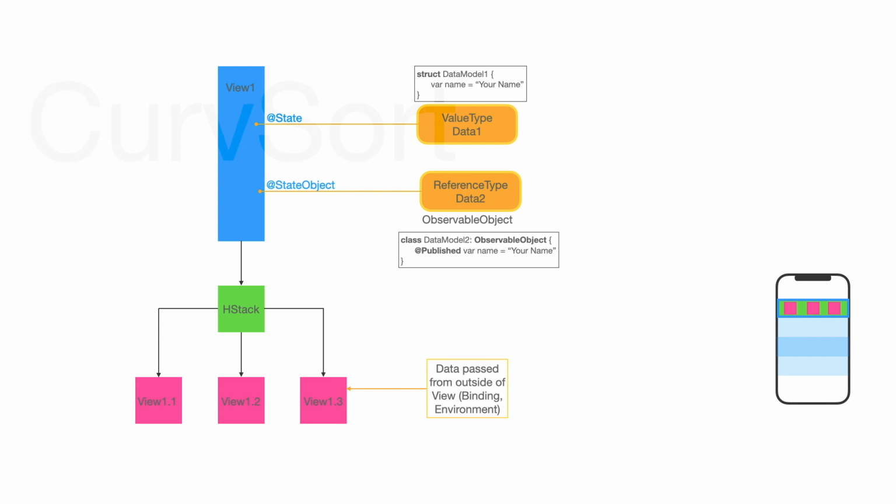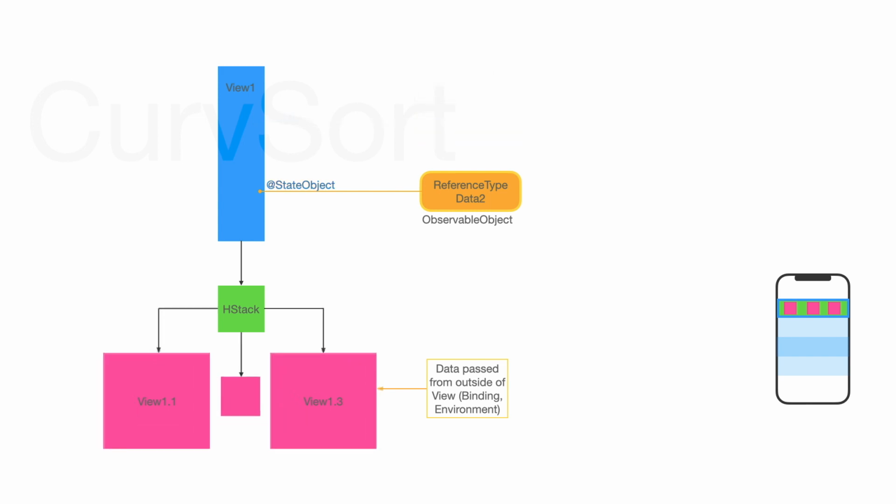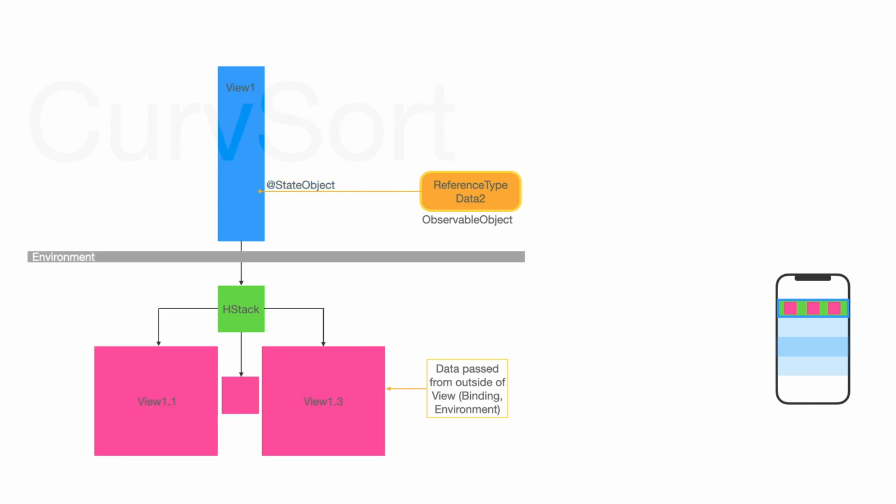This is similar to what @State does with respect to a value type in the data model. A state object can be shared by a view to its subviews. It can be shared directly from a view to a child view, or it can be shared by passing it through the environment.